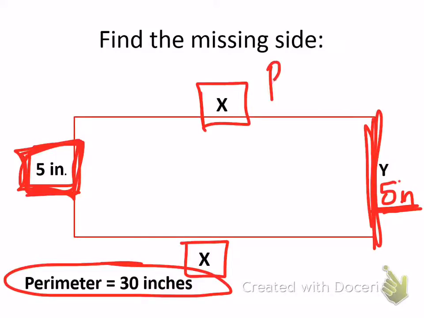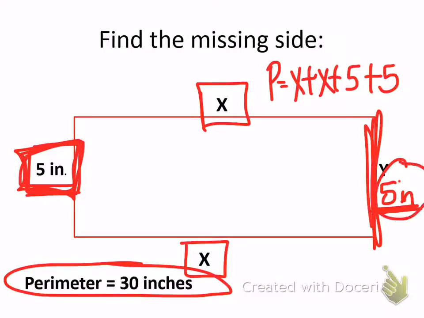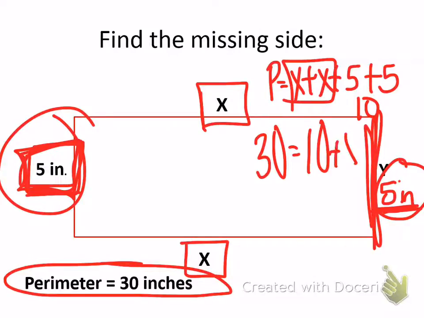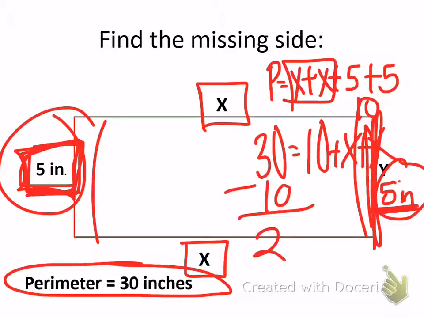If I were to add this together, my perimeter would equal x plus 5 plus 5. I know that 5 plus 5 gives me 10. So my perimeter was 30. I'm missing my sides of x's, but I know I have this. I can subtract what I know, so a combined total of these two sides would give me 10. I can subtract that from my perimeter total, giving me an answer of 20.